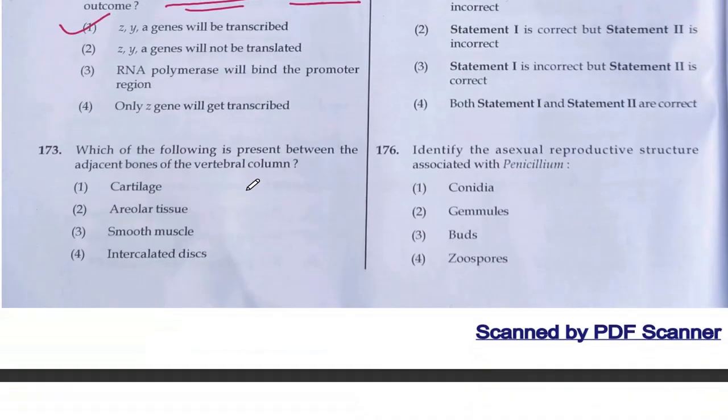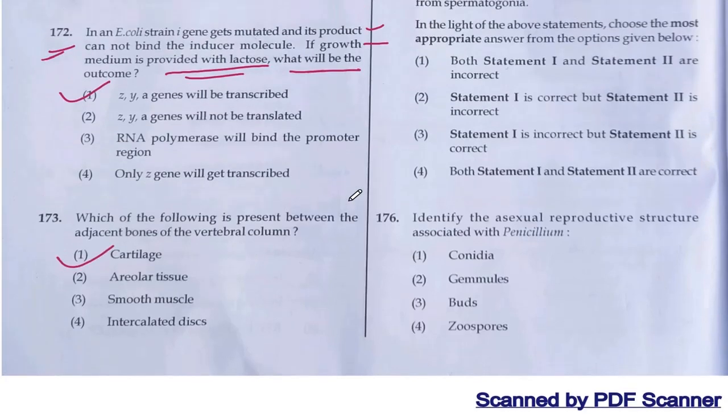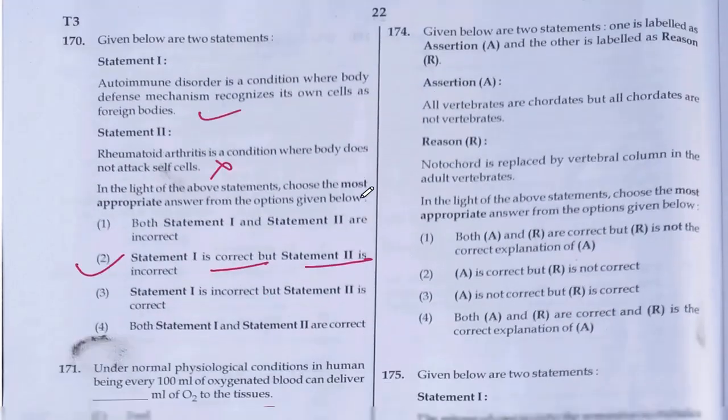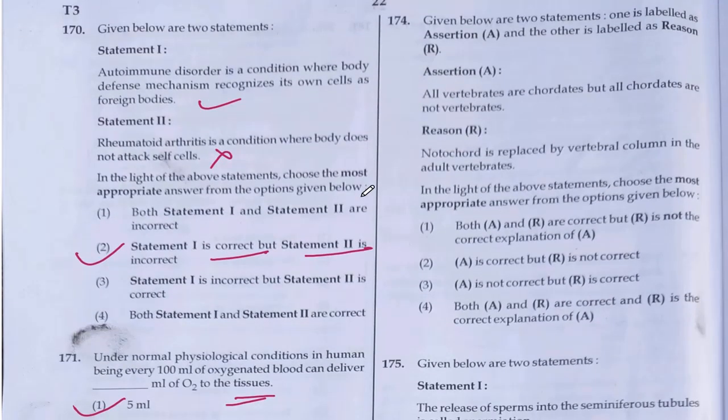Coming to question number 173. Which of the following is present between the adjacent bones of the vertebral column? So cartilage will be the correct one. Option 1 will be the correct one. Coming to question number 174. So there is again an assertion-reason question. So the assertion states that all vertebrates are chordates, but all chordates are not vertebrates.